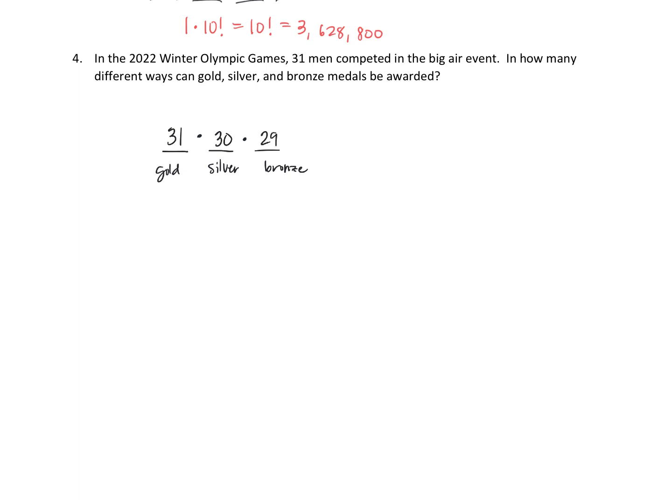So notice this isn't a factorial because we don't keep going all the way, right? There's only 3 places, gold, silver, and bronze. So we simply fill in those numbers and multiply those together to get the answer here. So 31 times 30 times 29, and that would give us 26,970 different ways that we could choose gold, silver, and bronze medals from the 31 men competing.